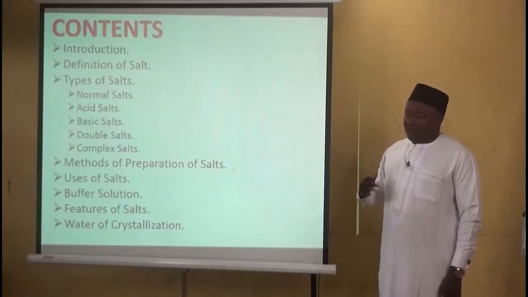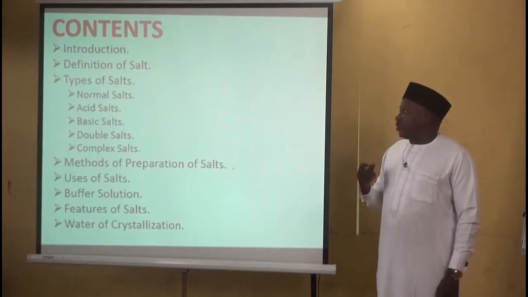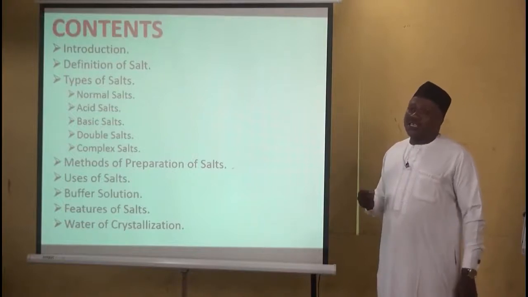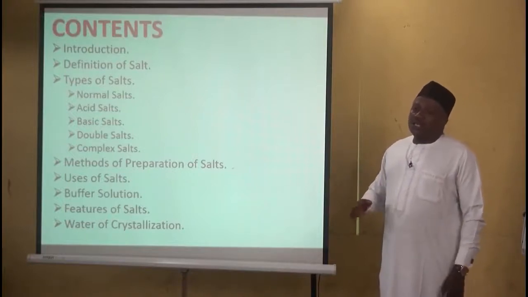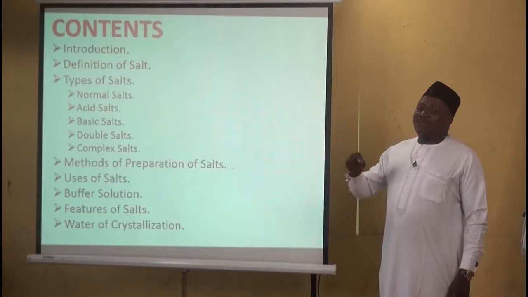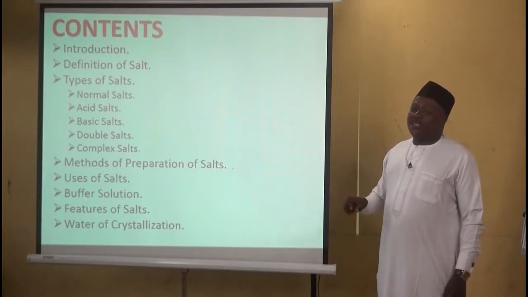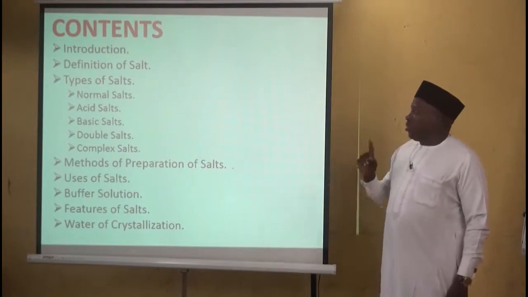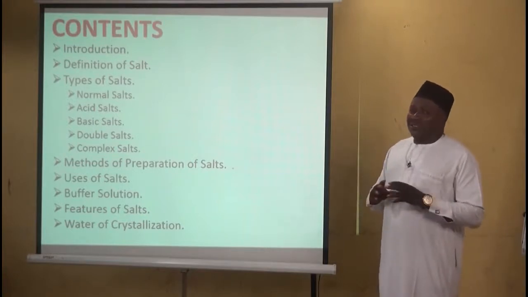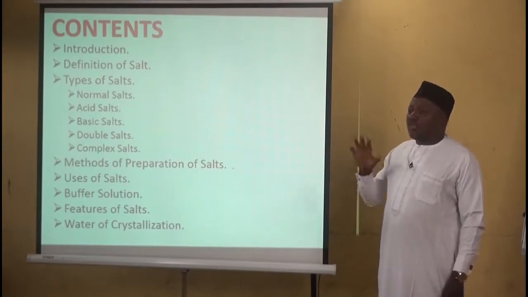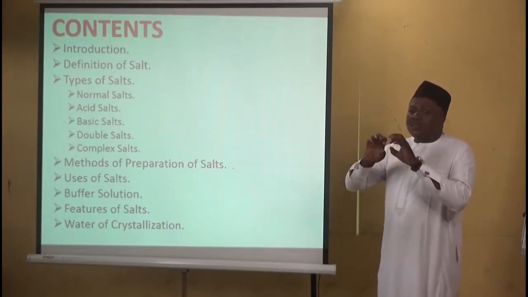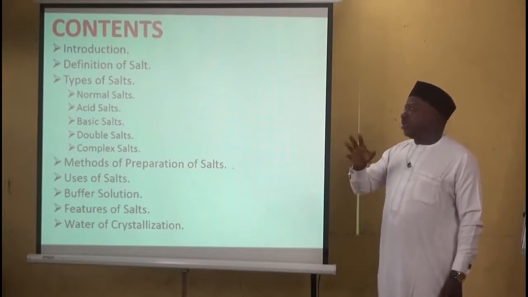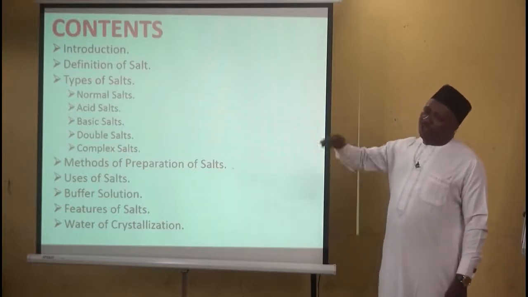Under this topic, he told us what is salt. We started with the definition of salt. We say salt is any substance in which the hydrogen ion of an acid has either been partially or completely replaced by a metal. However, this salt can be categorized based on whether the hydrogen ion has been partially replaced or completely replaced. By that, we have different types of salt.